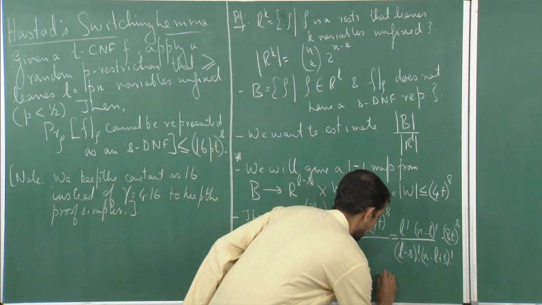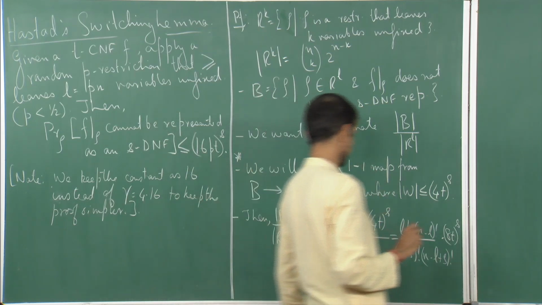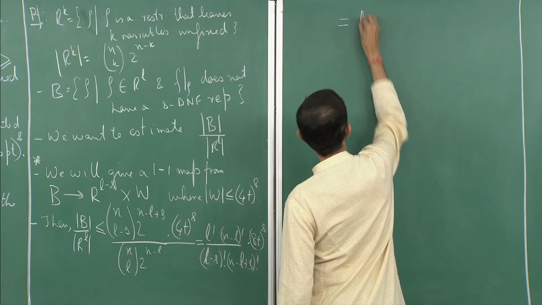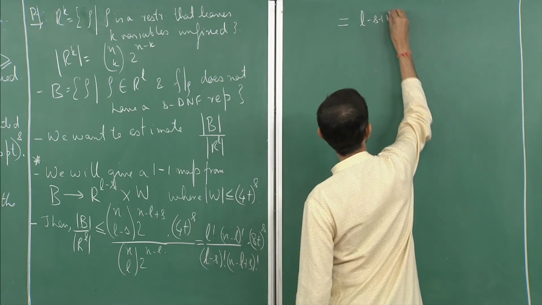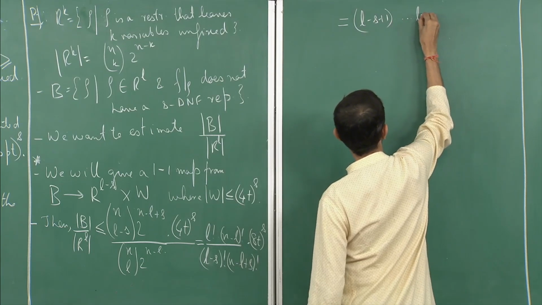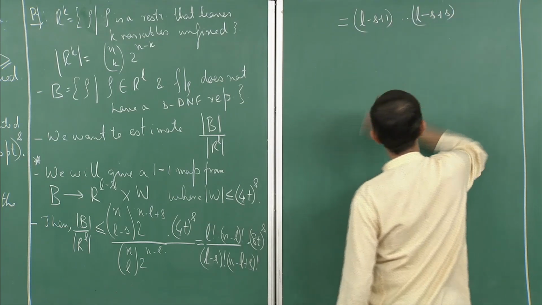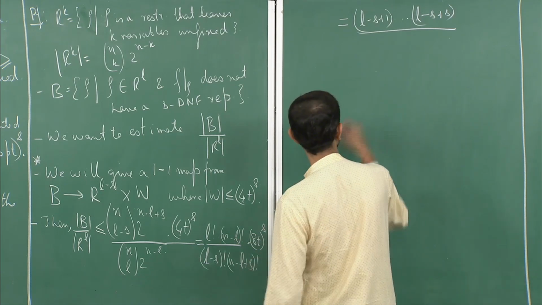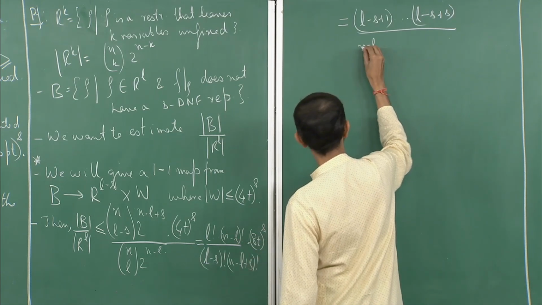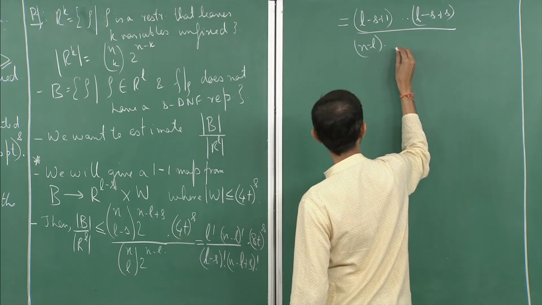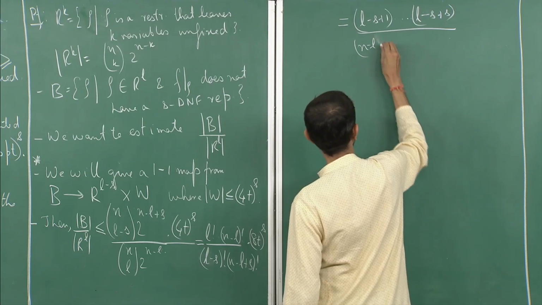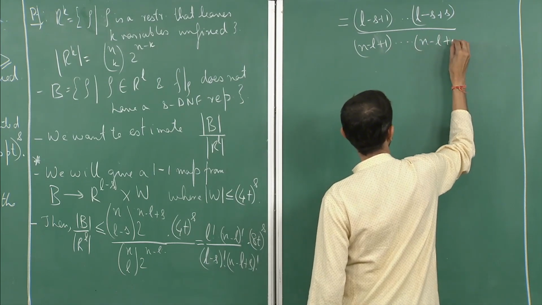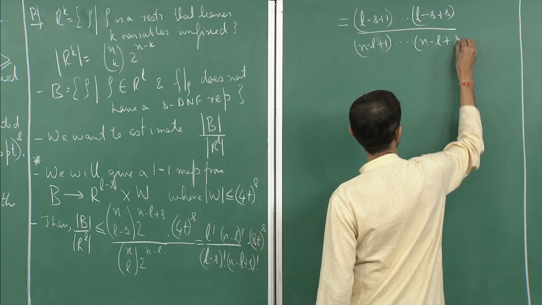So note that we can write this as L minus S plus 1 up to L minus S plus S. So it is a product of these terms, so there are S terms over here, divided by N minus L, N minus L plus 1, up to N minus L plus S, right.